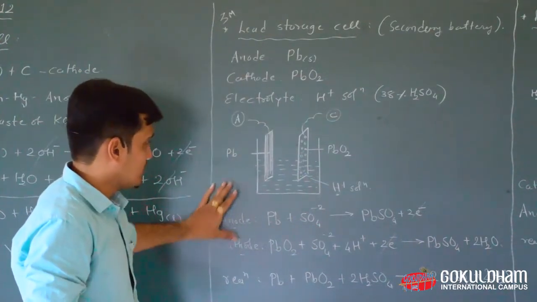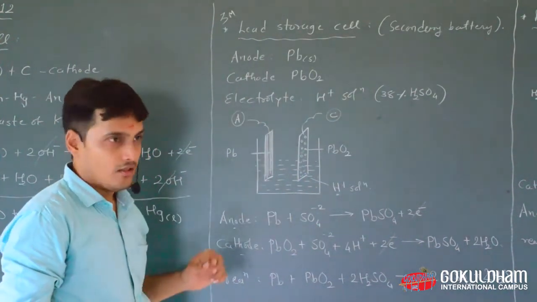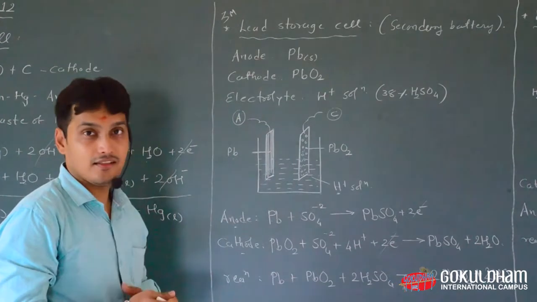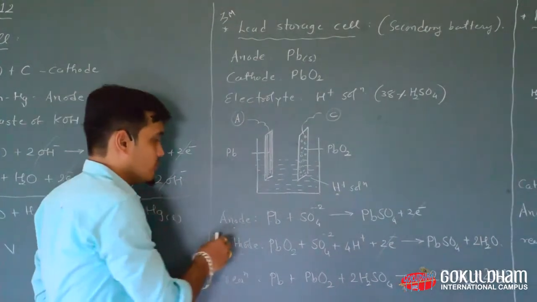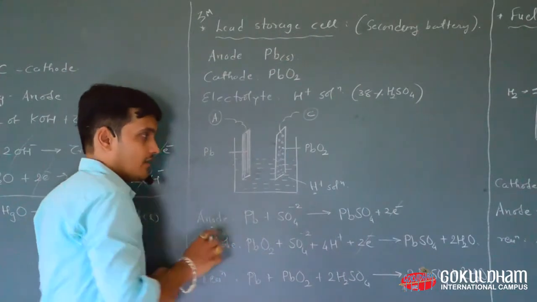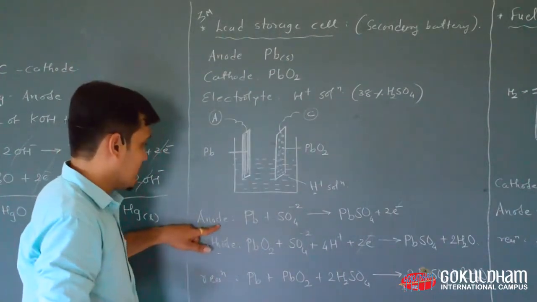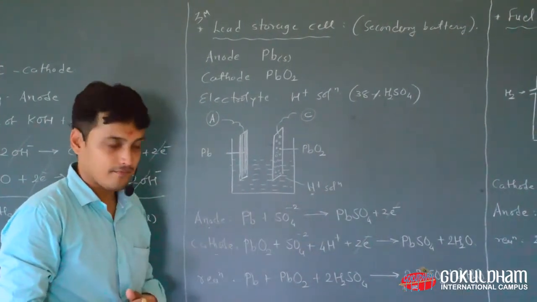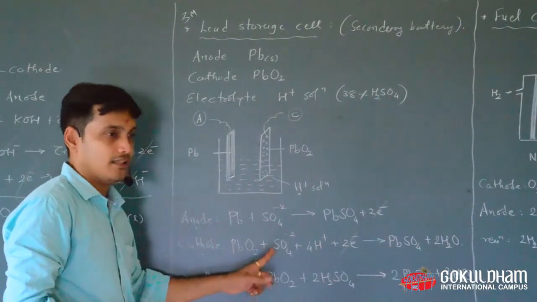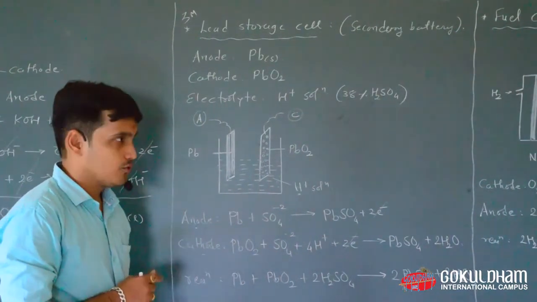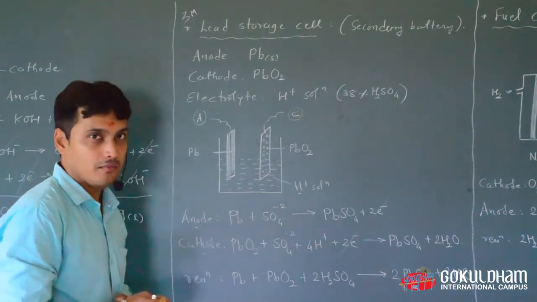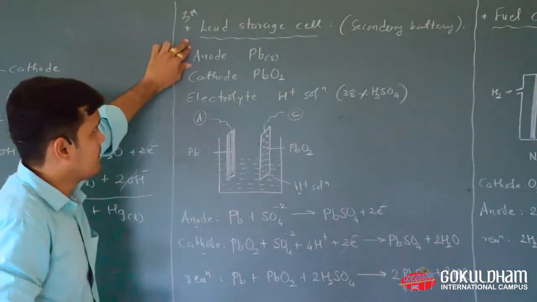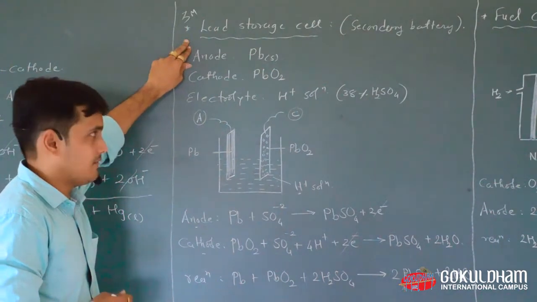Suppose this cell is discharged now. You have to recharge this cell with a higher voltage battery, and you have to reverse these two reactions. Reversing these two reactions means the anodic reaction is reversed on the cathode side, and the cathodic reaction is reversed on the anode side. So you can recharge this cell. This is the basic information of the lead storage cell.